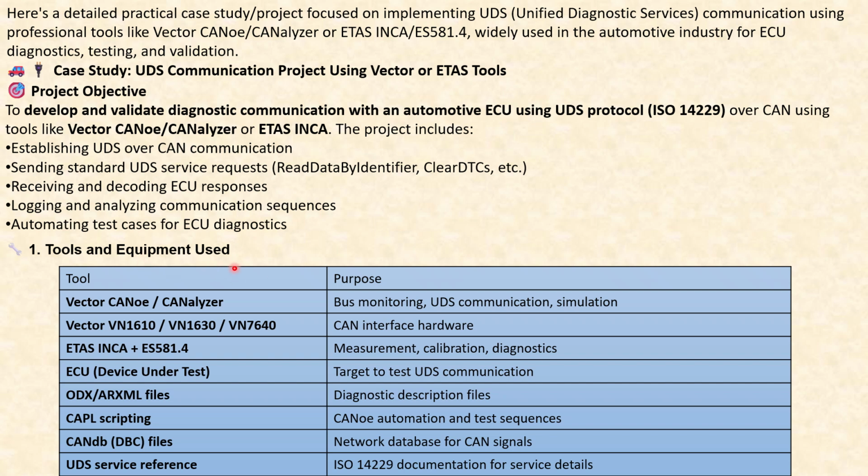Now talking about the tools and equipment. What are the various tools? Vector CANoe and CANalyzer for bus monitoring and UDS communication. Vector VN1610 for CAN interface hardware. ETAS INCA for measurement, calibration, and diagnostics. The ECU target to test UDS communication. ODX or ARXML files as diagnostic description files, and CAPL scripting, CANoe automation and test sequences, the CANdb network database for CAN signals, and the UDS service reference ISO 14229 documentation for service details.